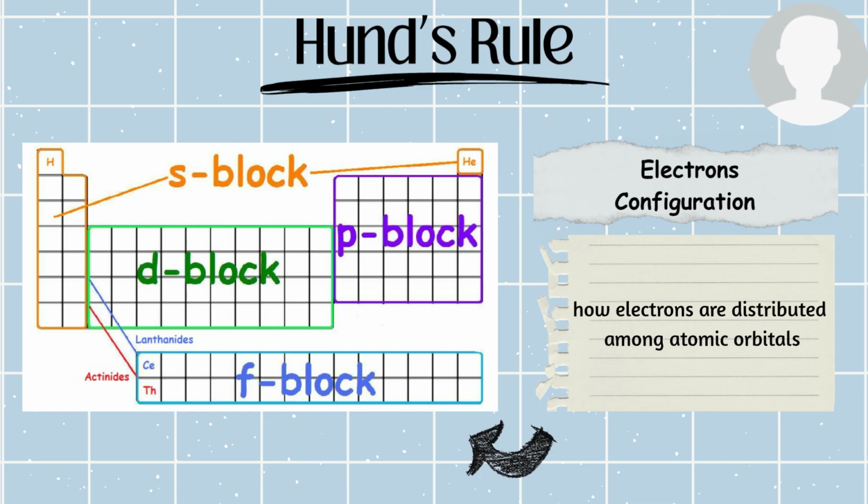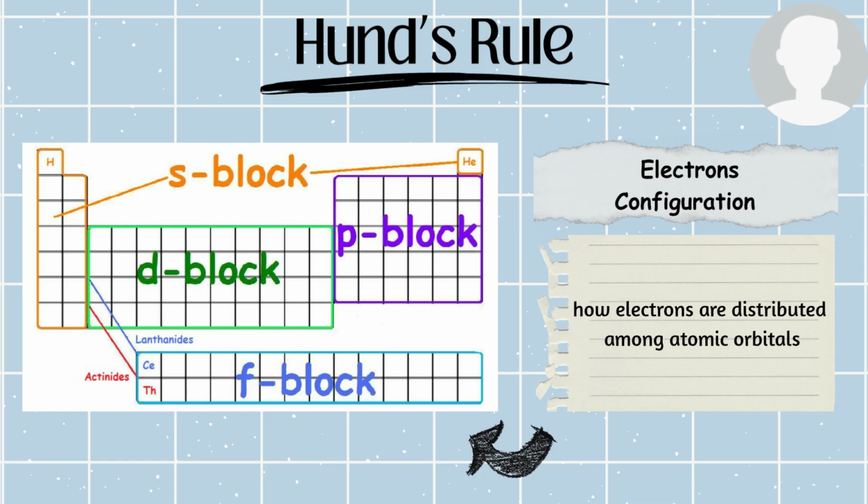So, what is the relationship between Hund's rule and the Aufbau principle? The two rules must work together and not separately. The Aufbau principle determines the order in which orbitals are filled, while Hund's rule determines how electrons are distributed among orbitals of equal energy.